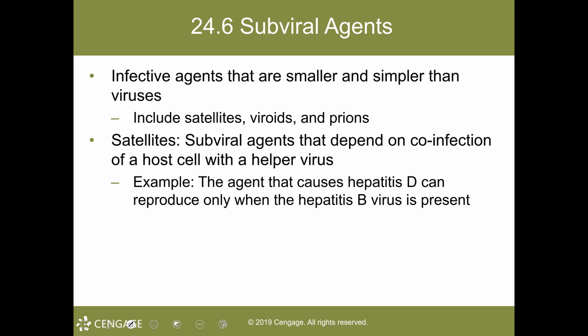To end the chapter with subviral agents, we'll look particularly at prions. They were called prions as being infective agents that are smaller and simpler than viruses. So we won't do much with satellites or viroids. We'll get to prions.